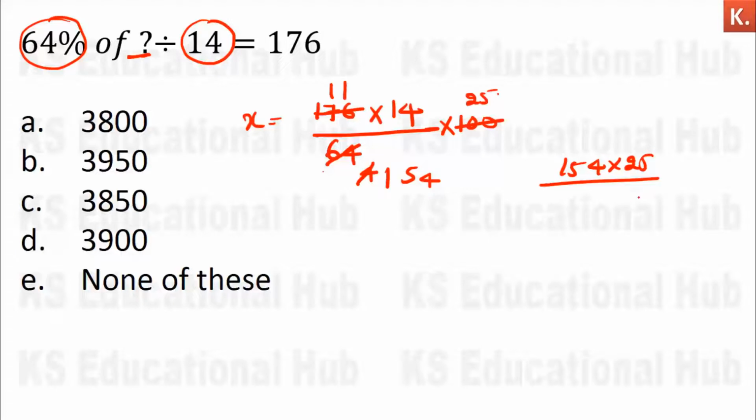So 25 into 4 is 100. 0 is here. 10 is carried forward. 25 into 5 is 125 plus 10 is equal to 135. 5 is here. 13 is carried forward. 25 into 1 is 25 plus 13 is equal to 38. The answer has to be 3850. That is option C here. Let's go to the next one here.